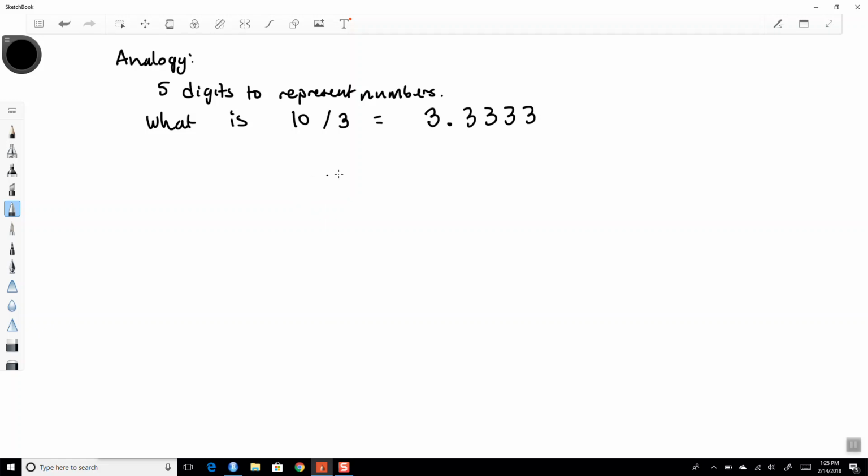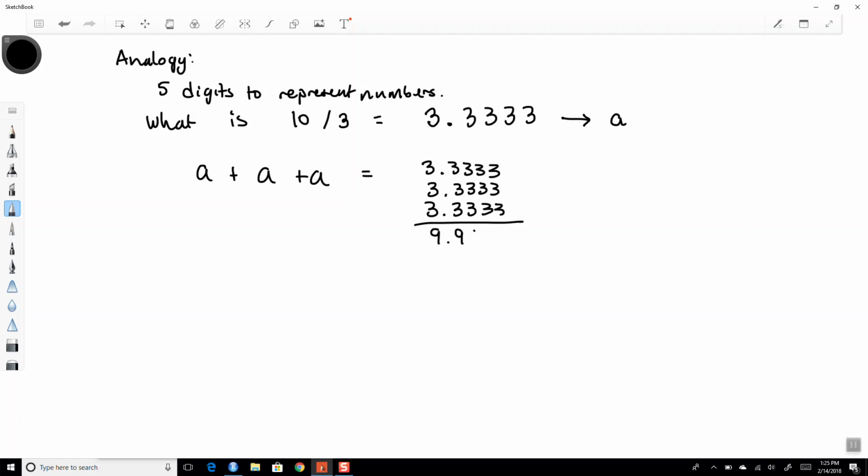Someone says, let us store this as A. Then we say, what is A plus A plus A? We would have 3.3333, and we would add all of these up. And what is the value we would get? We would get 9.9999. So the question is, is this equal to 10? And they are not equal, right?